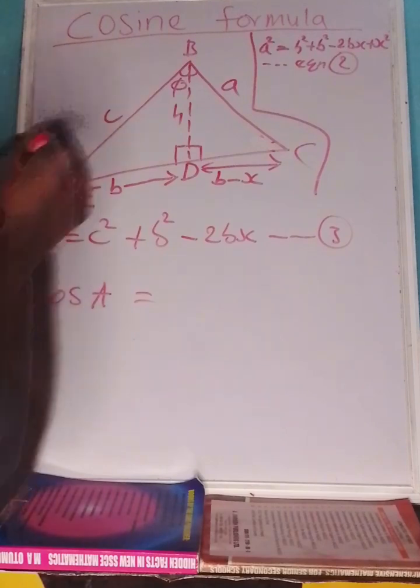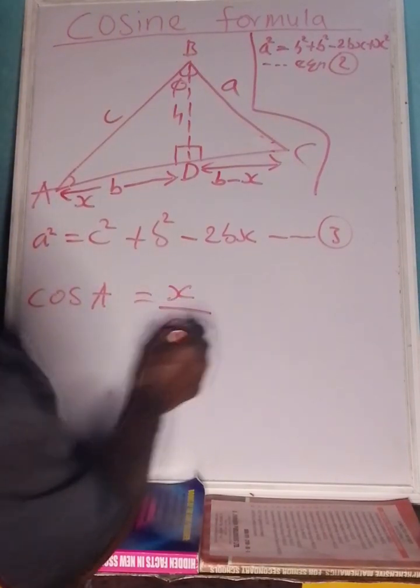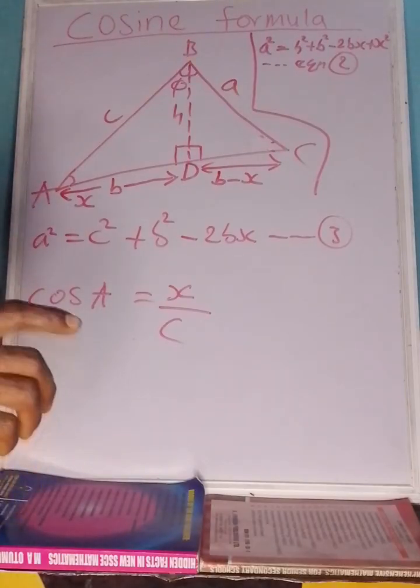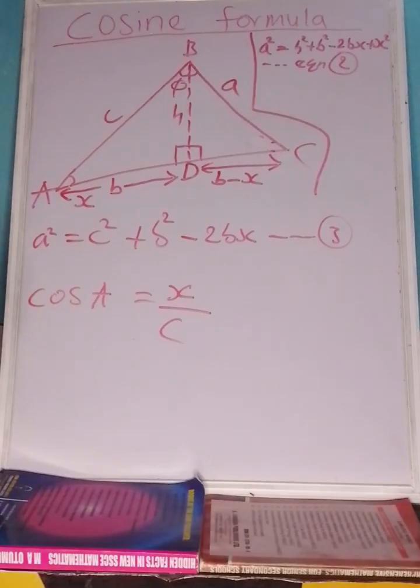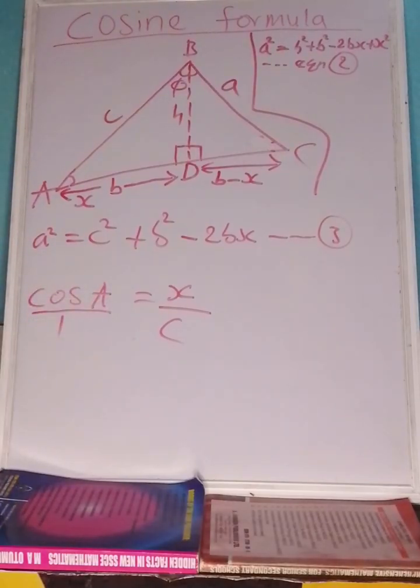X, which is the opposite side, divided by C, which is the hypotenuse, in line with cos theta. In our SOHCAHTOA, whenever they talk about cos, they are talking about adjacent over hypotenuse. If you observe, we have a fraction here: cos A is divided by 1, x is divided by c.